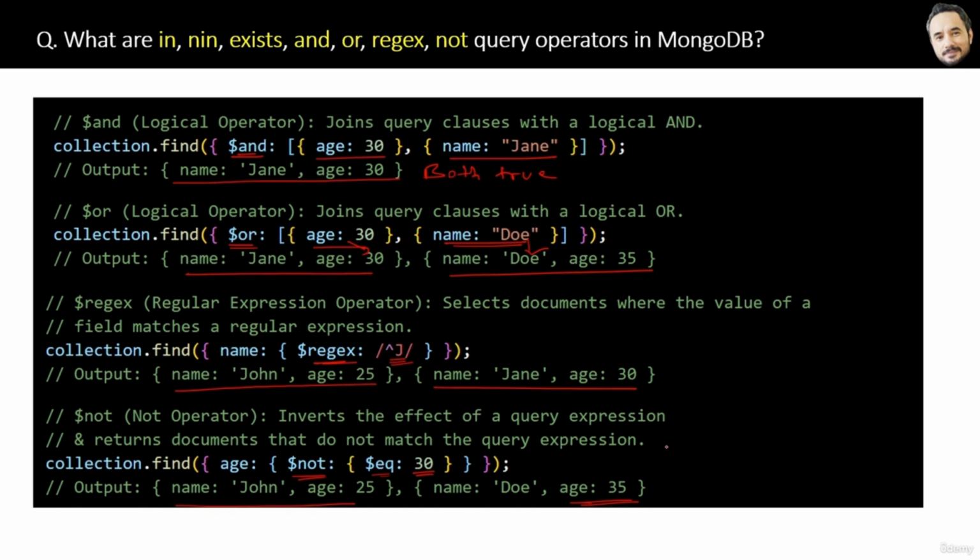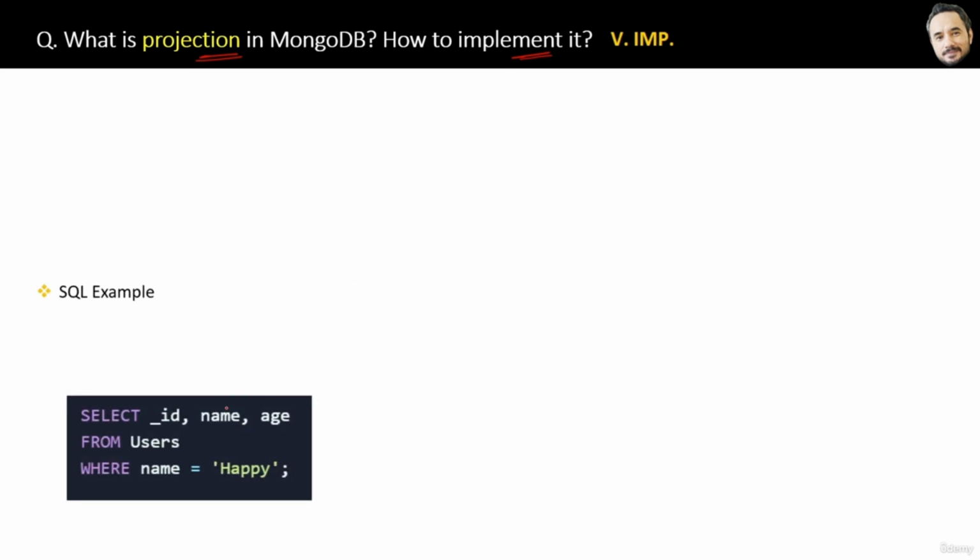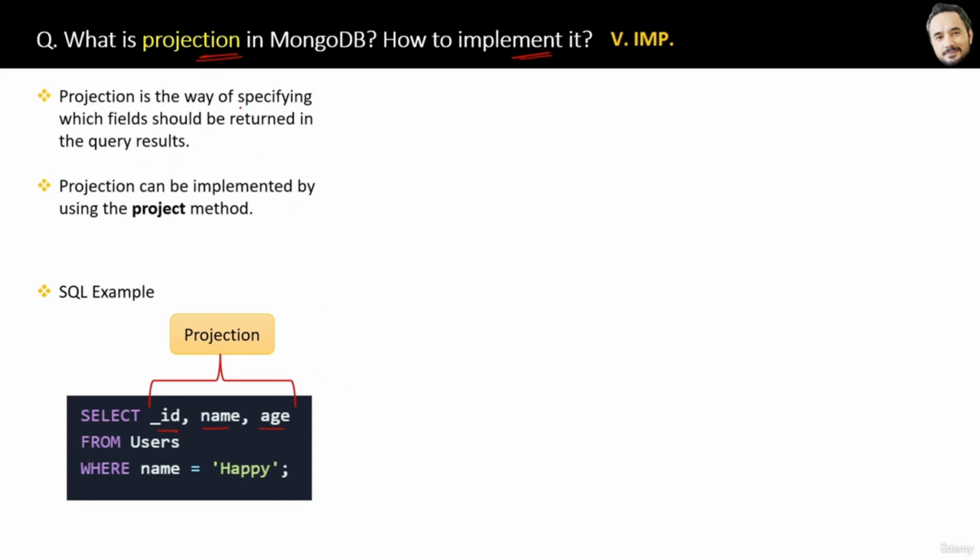Okay, that's the answer. What is projection in MongoDB? How to implement it? First, I will show you a simple SQL statement like this, and here you know which column to include and which column not to include in the result is called projection. Meaning projecting on a specific field only is projection. Okay, the simplest definition is also written here. Projection is a way of specifying which fields should be returned in the query results.